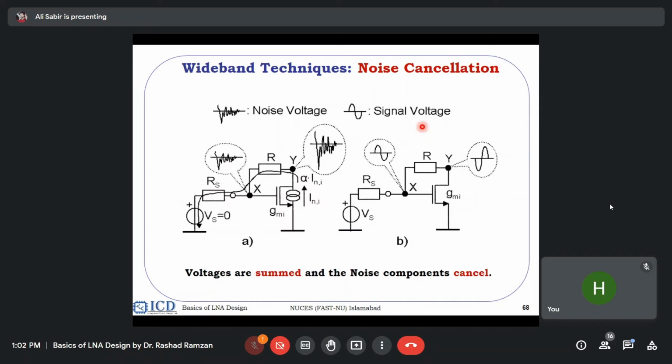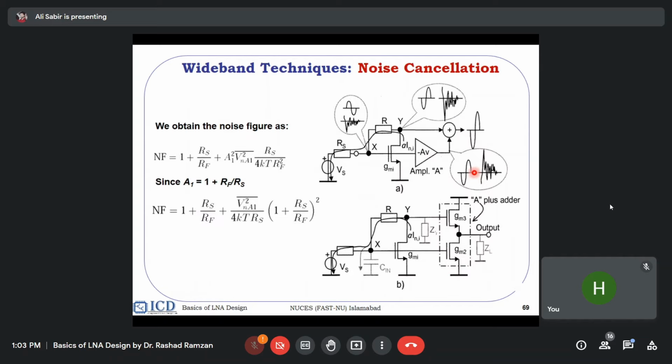So this is the main transistor. So here is a noise. This noise is going through this feedback to this node, and this current noise is multiplied by the load and becomes a voltage on this node. So at the node Y, when you sum up the noise, it's cancelled. And when you sum up the signal, it's added.